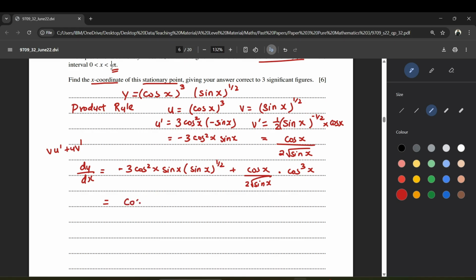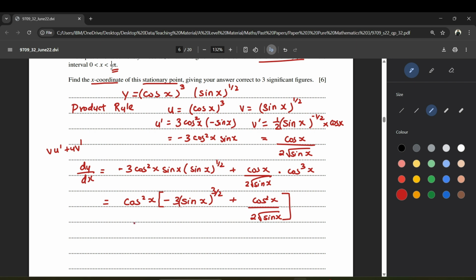So first let us write this as cos squared x. Okay, so I've taken this common. What I'm left with is minus 3. Now here we have sine x multiplied by sine x to the power half. So the powers will add up and you would get sine x to the power 3 upon 2, plus cos squared x is taken from here. So we'll be left with 1 cos x that multiplies with this. So you get cos squared x over 2 root sine x.